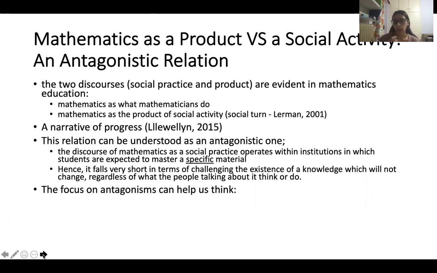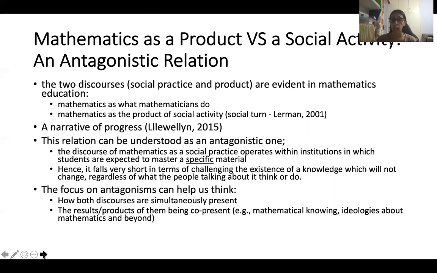So by thinking of this relationship as an antagonistic one, we can focus on how both discourses are simultaneously present and how the results or products of them being co-present and antagonizing each other, how they produce things, how we have the production of a specific mathematical knowing, but also how we have the production of ideologies about mathematics and beyond.